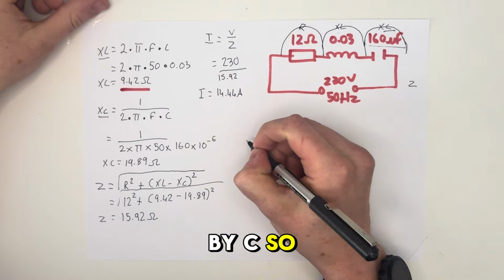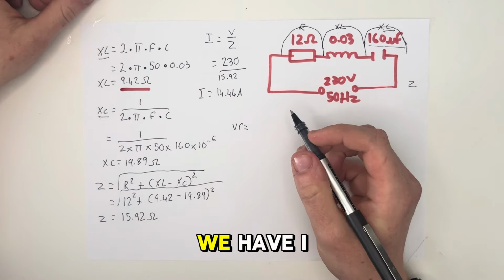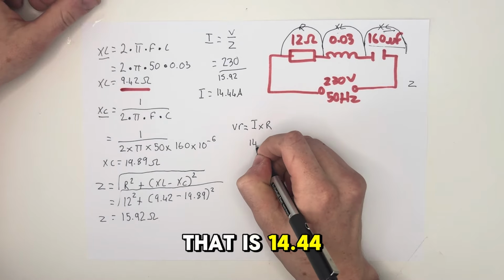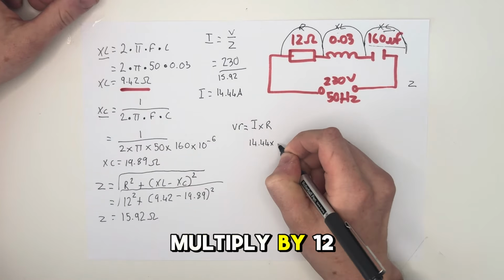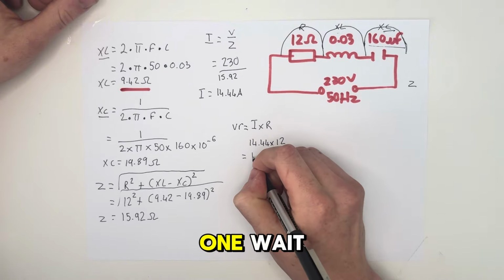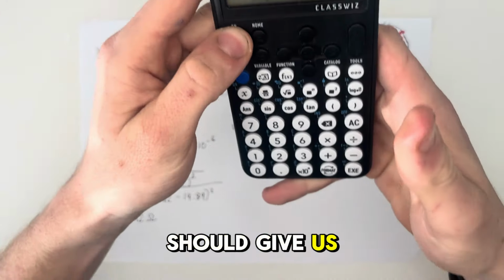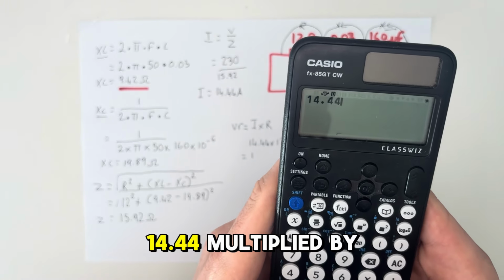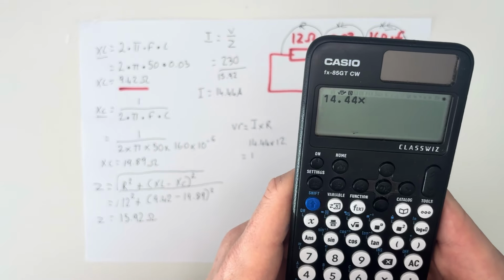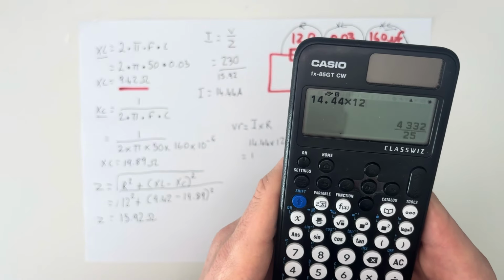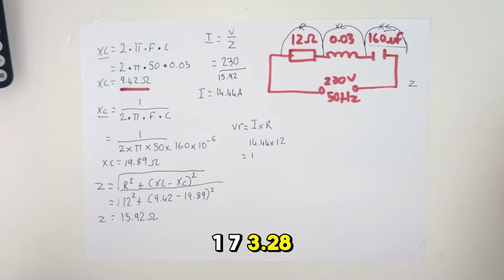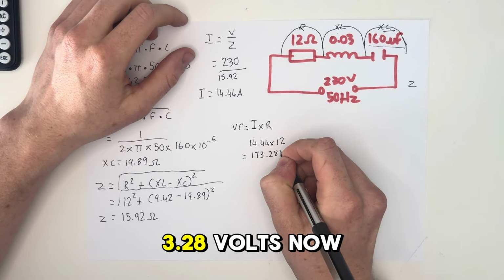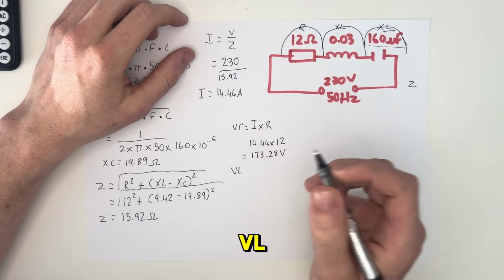So for VR, we have I multiplied by R, that is 14.44 multiplied by 12. That should give us 14.44 multiplied by 12, 173.28 volts. Now, VL.